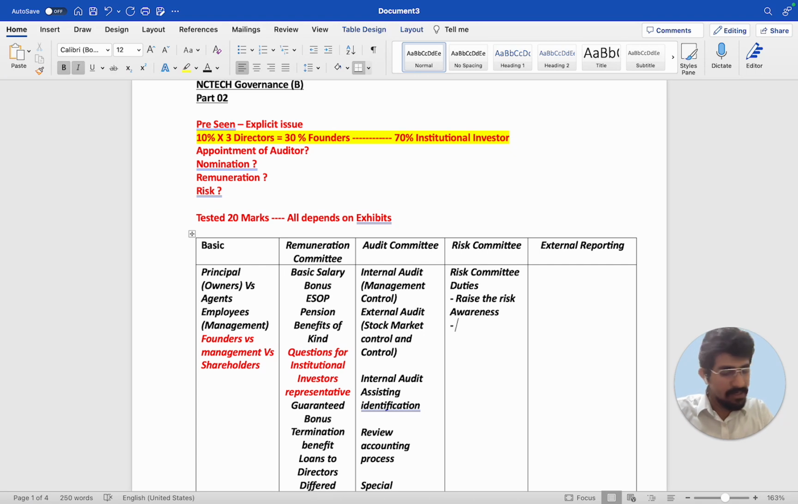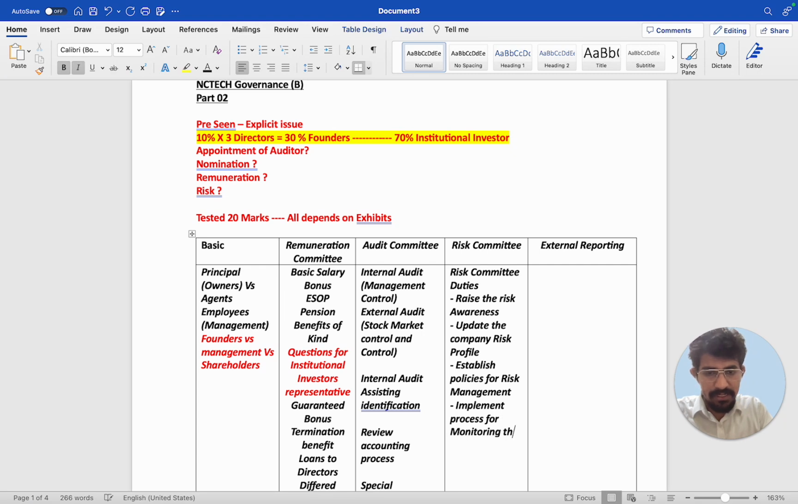And the next one, students, update the company risk profile. You would have observed there is no updating of the risk profile until now. We are still the same. Now, this is one thing. And another point: establish policies. Establish policies for what, students? Risk management. Establish policies for risk management. And then, students, implement a process for monitoring the risk report.